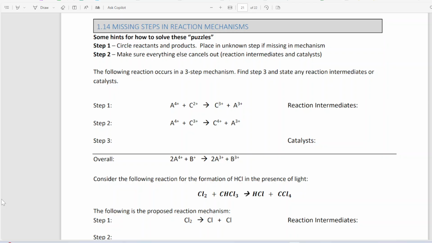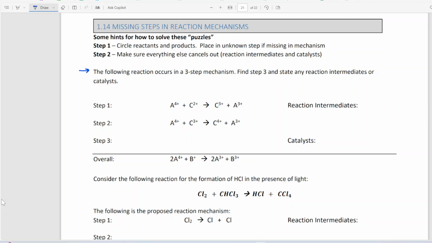So the key thing is identifying that all reactants and products are covered. So I like to circle them. And if there's any missing, I place them in my missing step, and then everything else should cancel out, and they will either be reaction intermediates or catalysts. So the following reaction is a 3-step mechanism. Find step 3 and state any reaction intermediates or catalysts.